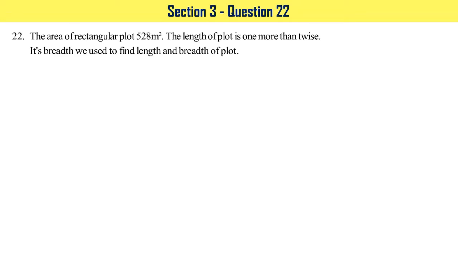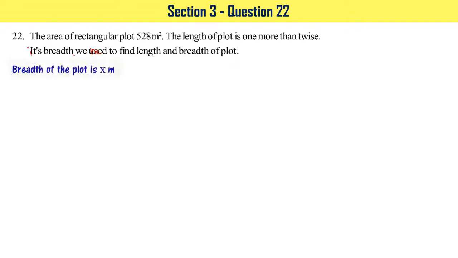The area of a rectangular plot is 528 meters square. Length of the plot is 1 more than twice its breadth. Actually, there is a typo; the full stop shouldn't be there. We need to find the length and breadth of the plot.